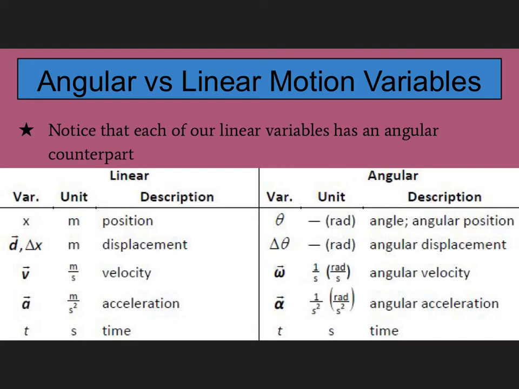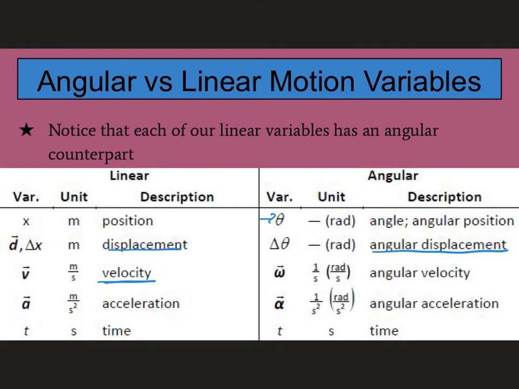So for linear, we have our position, which is measured in meters, and it's symbolized with an x. For angular motion, we talk about that change in terms of the angle in radians. So then we, of course, have the displacement, which is the change in position, the angular displacement, which is the change in angle.